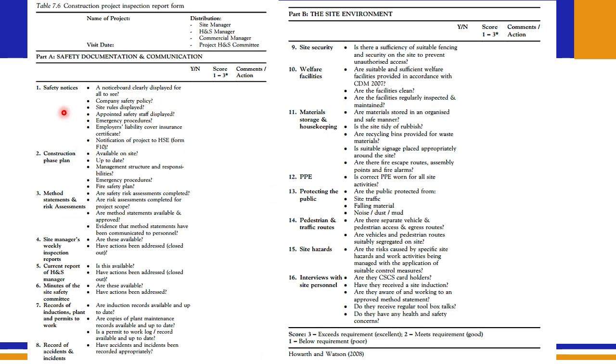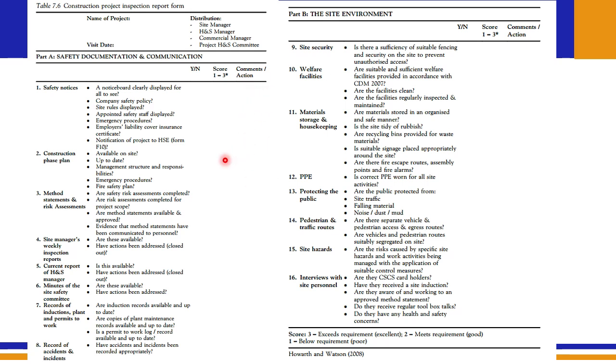For example, you can see safety notices. They have a checklist like this: safety rules are displayed, the company safety policy notice board is clearly displayed for everyone in the workplace, and emergency procedures are displayed. So it checks whether all kinds of notices are displayed or not. We have created a checklist where we say whether it is yes or no, and there is a score here, 1, 2, 3, a kind of rank. If it is not there, then we can go for comments or action. We can suggest some actions in this column.